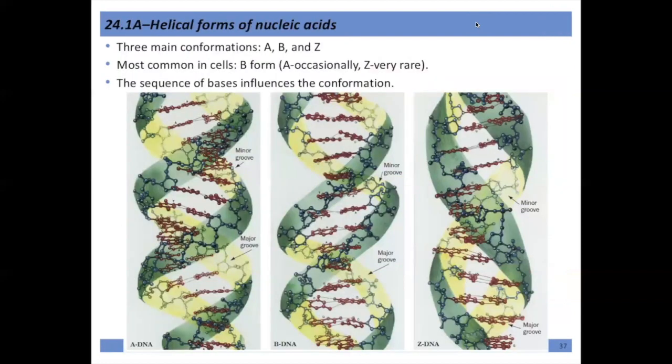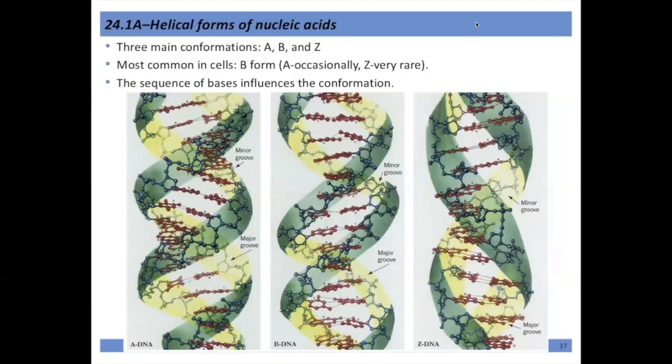So there's actually three main forms of DNA: A, B, and Z DNA. The most common in cells is B form, A you find occasionally, and Z is very rare. In fact, it took them a long time to find the Z form. It tends to be kind of a more dehydrated form, but they have found biological instances of Z in DNA. So if you just stand back a little bit and look at these, you can see the differences.